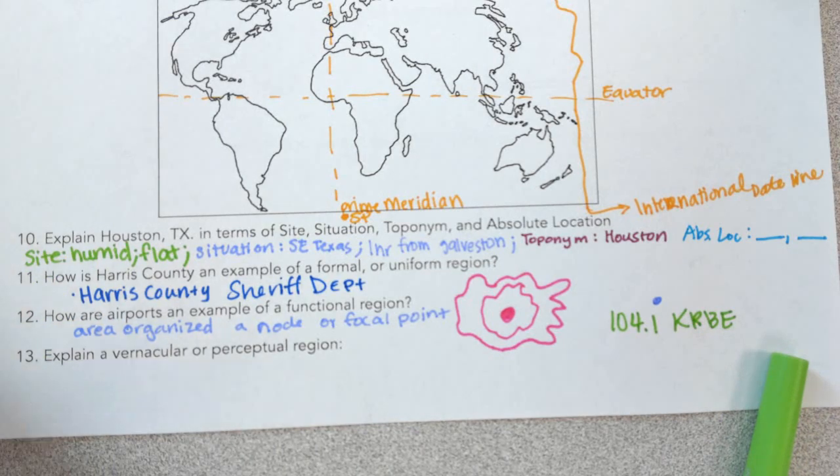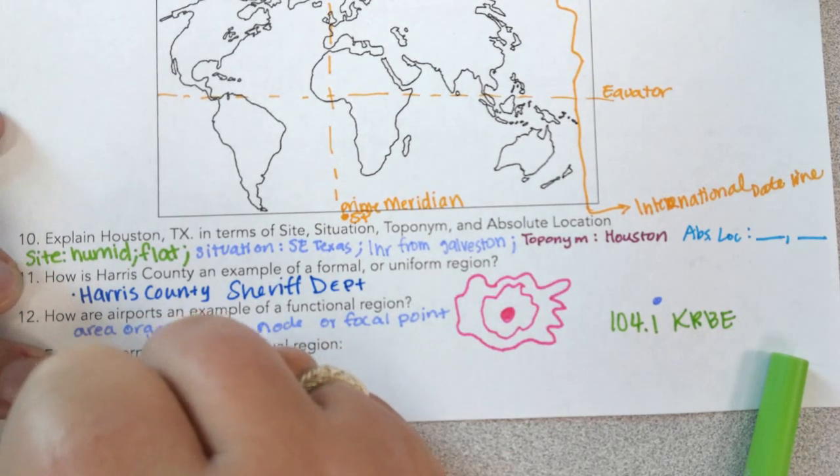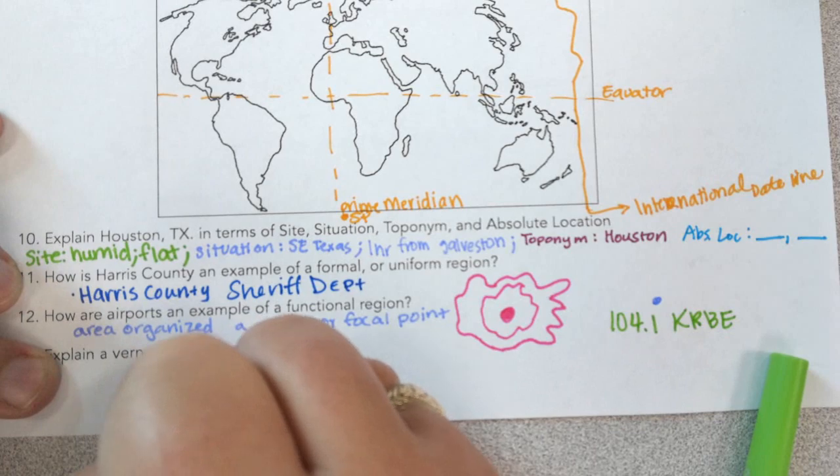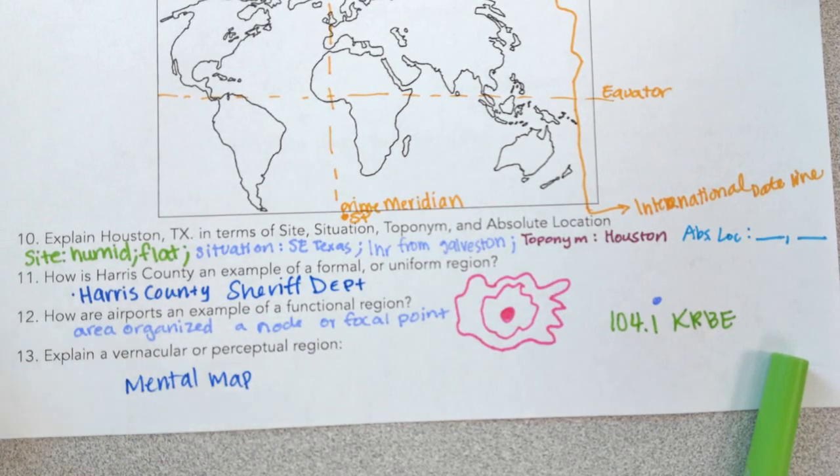Vernacular or perceptual region, that's the activity we did in class. This is your mental map. This is the hardest one to define, mostly because it's people's own perception of the world around them.